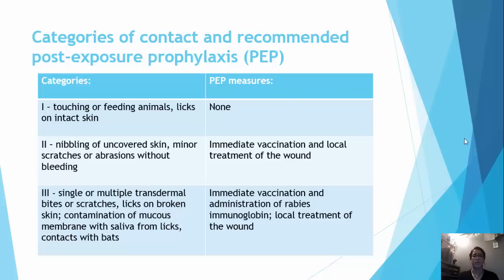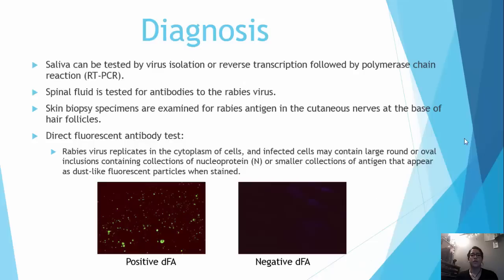Category 3, where there's single or multiple transdermal bites or scratches, licks on broken skin, or contamination of mucous membranes with saliva, or contact with bats. There should be immediate vaccination and administration of the rabies immunoglobulin, which I'll explain later, and local treatment of the wound, of course.